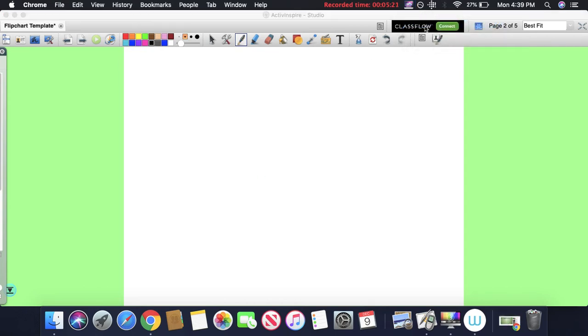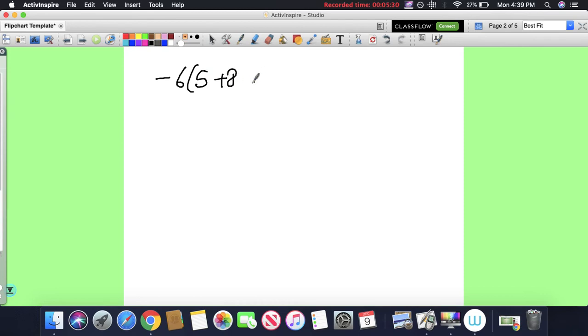So I think 21 is next. So again, negative 6 times the quantity 5 plus 8m equals negative 366. So look at your steps, and it says do the distributive property first. So we have to take care of these first. Negative 6 times 5 is negative 30. And then negative times a positive is a negative again, and 6 times 8 is 48.